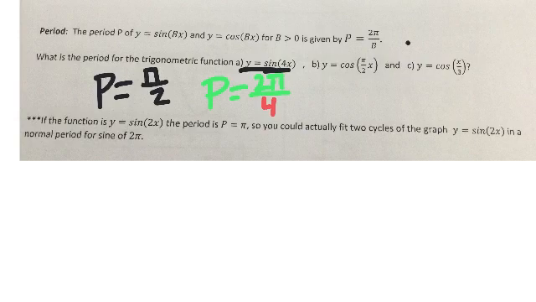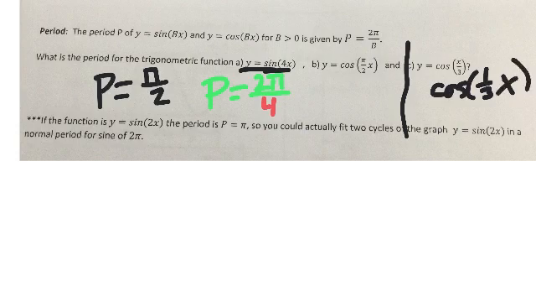Okay, I'm going to look at C next. I've got y equals cosine of x divided by 3. Well, we don't really talk about a number being divided on the inside. So the way we want to think about this is as cosine of 1/3 times x, because dividing by 3 is the same thing as multiplying by 1/3.